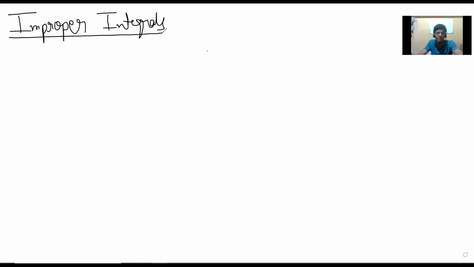So, if I ask you guys, why do we need improper integrals? Why integrals? Integrals because we want to make sense of the notion of area under the graph of a function. But then why do we need improper integrals? Any ideas?